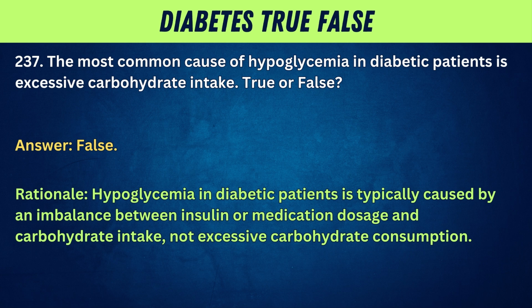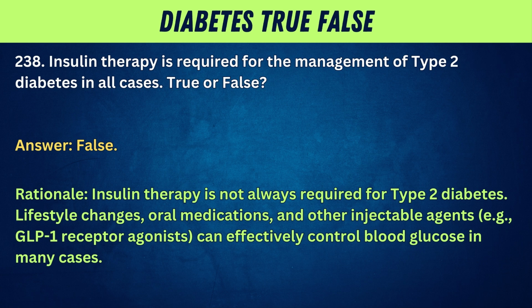Rationale: hypoglycemia in diabetic patients is typically caused by an imbalance between insulin or medication dosage and carbohydrate intake, not excessive carbohydrate consumption. 238. Insulin therapy is required for the management of type 2 diabetes in all cases. True or false? Answer: false. Rationale: insulin therapy is not always required for type 2 diabetes. Lifestyle changes, oral medications, and other injectable agents, e.g., GLP-1 receptor agonists, can effectively control blood glucose in many cases.